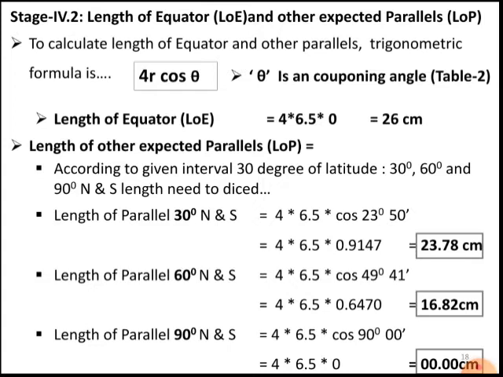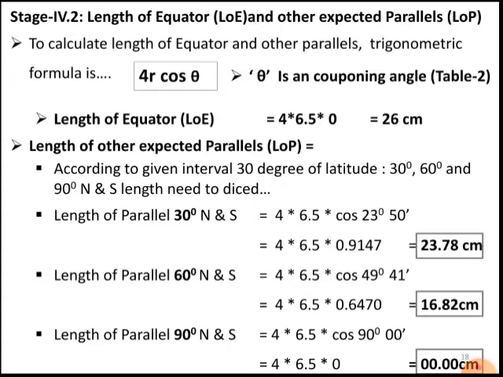So using the cos of 23 degrees 50 minutes with the help of a scientific calculator, which you must use, 4 multiplied by 6.5 multiplied by the cos of 23 degrees 50 minutes, which is 0.9147, you will get 23.78 centimeters as the length of that particular parallel of latitude. So in this way you can find out the lengths of parallels of the respective latitudes, and those are very important.